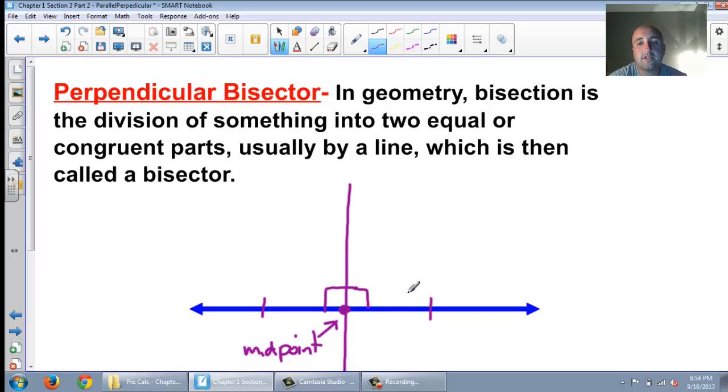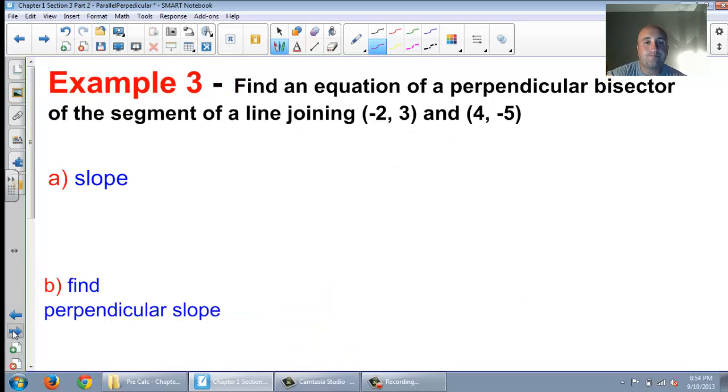So a perpendicular bisector cuts a line in half, 2 equal parts, and it forms 90-degree angles. Hence, we have the name perpendicular bisector. Okay, so that's a review from geometry. We need that information in order to do the next example.